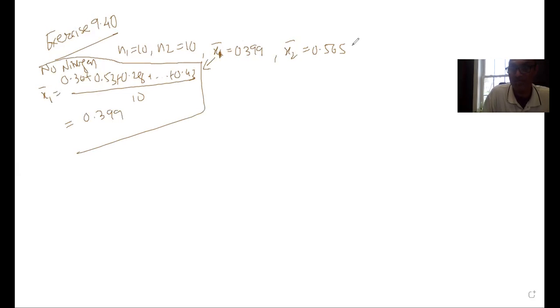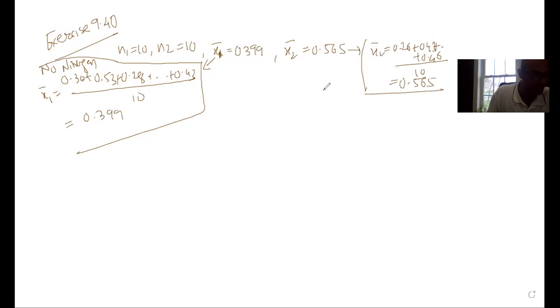Exactly the same way, my x2 bar is equal to 0.26 plus 0.43 up to finally 0.46, divided by how many observations? 10 observations. And that value is nothing but 0.565. And that's what I did here for you guys. So x1 bar and x2 bar. Now, naturally, I can find my s1.